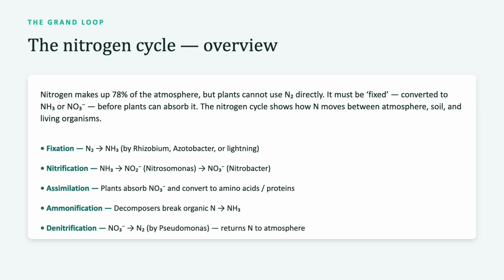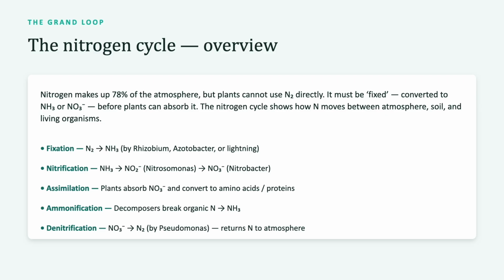Fixation. Nitrogen is converted to ammonia by bacteria like Rhizobium and Azotobacter, or by lightning. Nitrification. Ammonia is converted to nitrite by Nitrosomonas, then to nitrate by Nitrobacter. Assimilation. Plants absorb nitrate and build amino acids and proteins. Ammonification. When organisms die, decomposers break organic nitrogen back to ammonia.